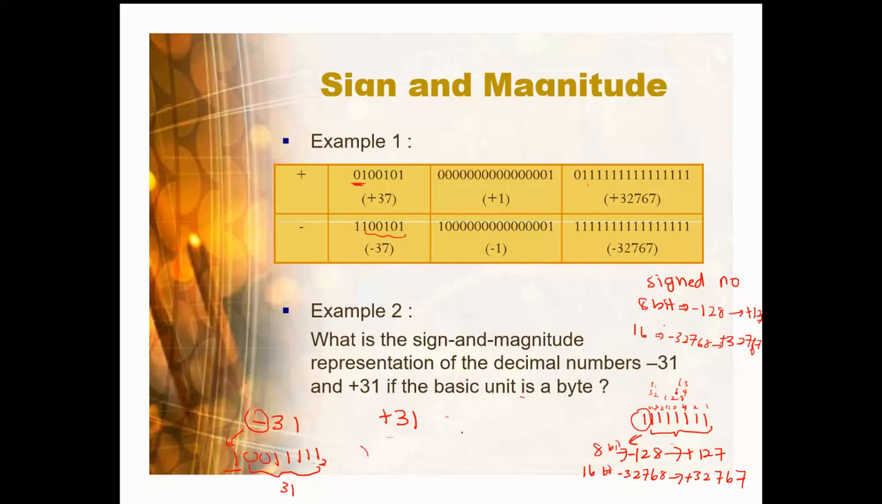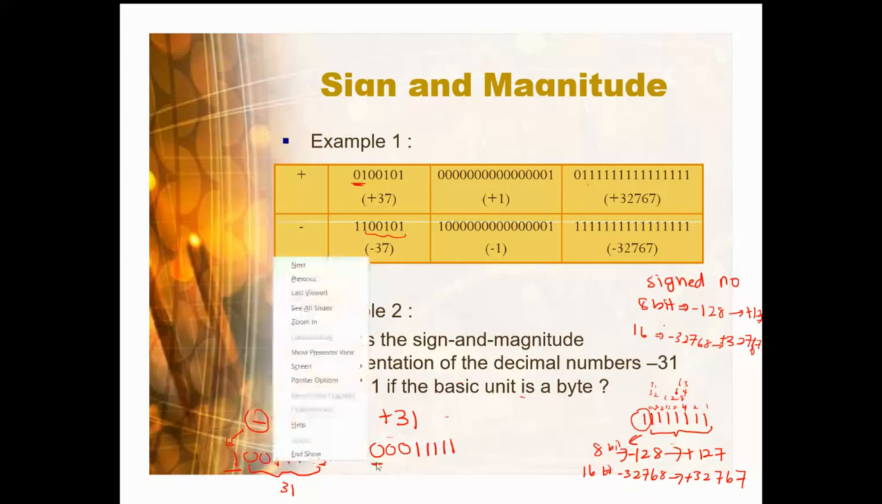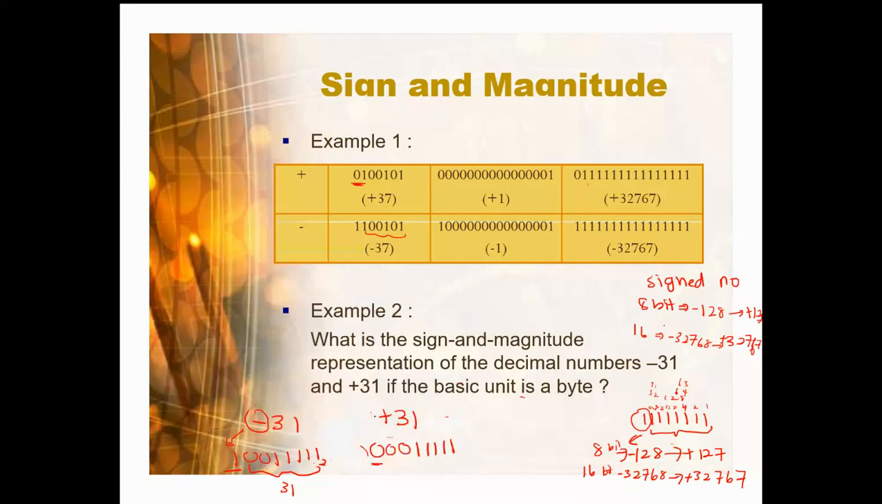So positive 1 you have 1, 1, 1, 1, 1. Okay, and then you have 8 bit. So the 8 bit byte, 1 byte is 8 bit kan. So the bit ke-8 dia adalah positive. So dia akan jadi kosong. Yang kosong ni sebab kena cukupkan 8 bit lah. So the leftmost bit kena letak kosong. Sebab dia sign dia adalah positive. So ini adalah 31. This is a positive of 31.